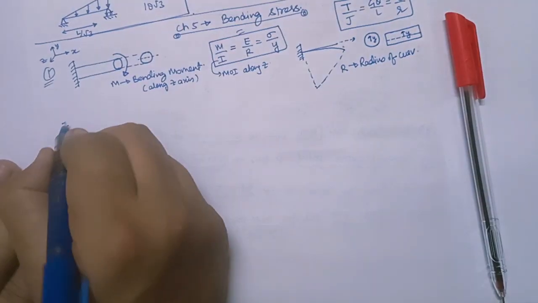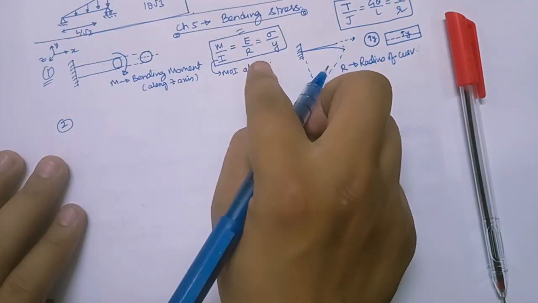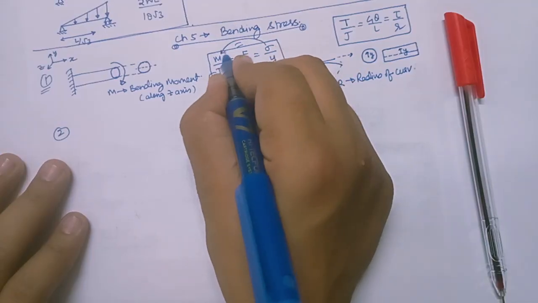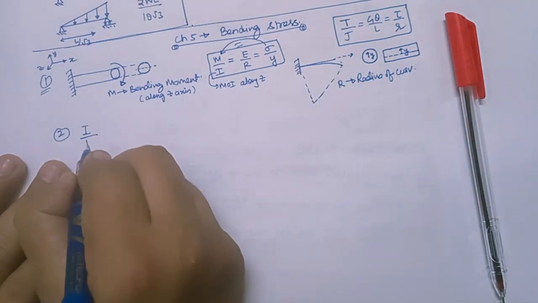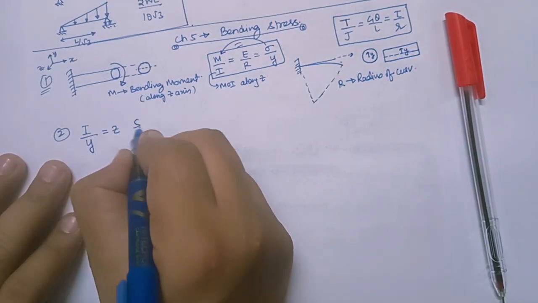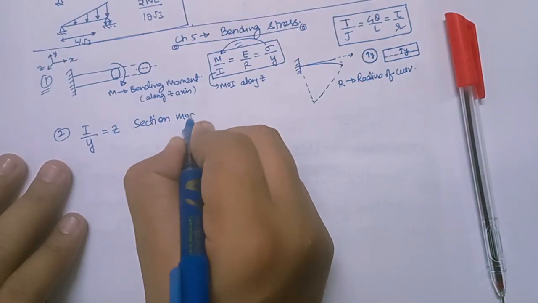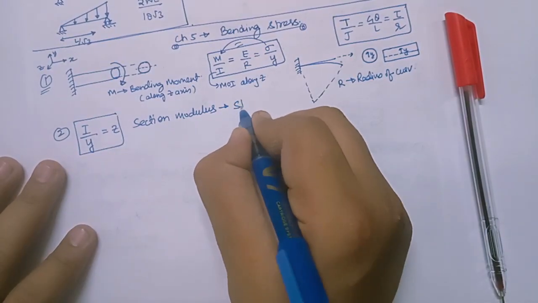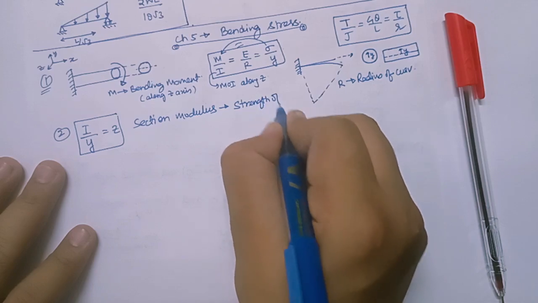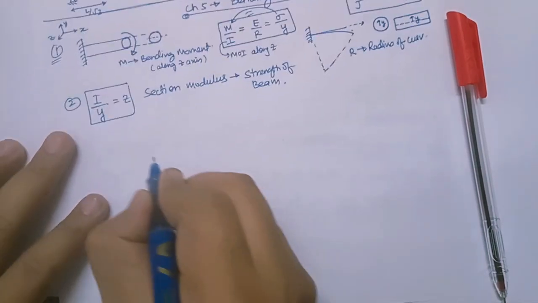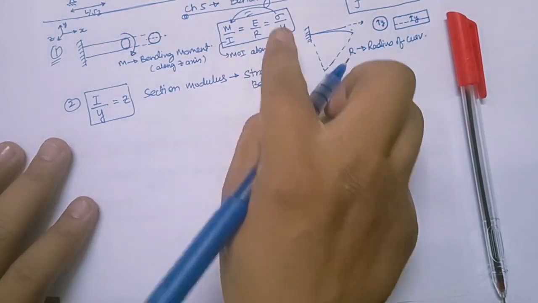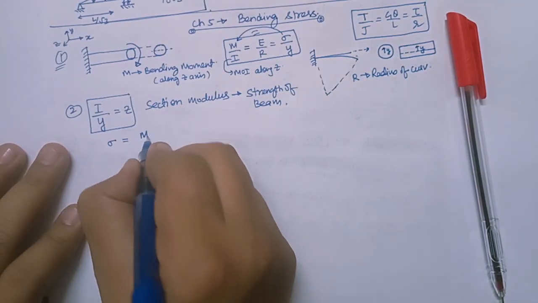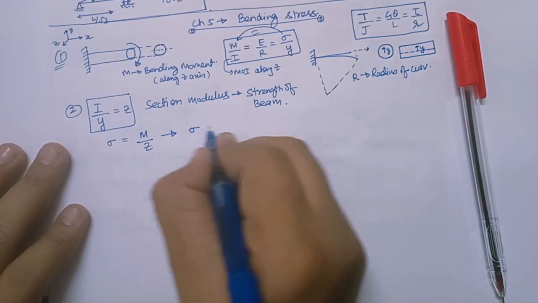And if I observe this equation, by the last part I can write I by Y. This is called Z, section modulus. And the section modulus tells us the strength of the beam. Strength of beam, right? And if I see sigma, the stress, it is M by Z. That implies sigma is inversely proportional to Z.